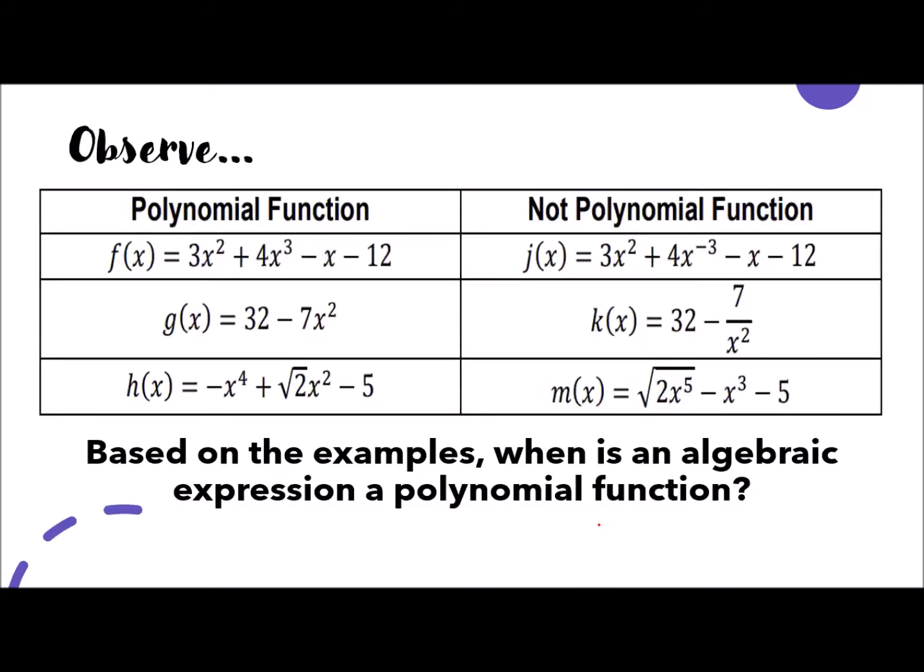Now, I want you to observe this. On the left column, we have here the examples of polynomial functions. And on the right column, we have here the not polynomial functions. Now, based from these examples, when is an algebraic expression a polynomial function? Would you mind to remember again our activity a while ago? I think that is helpful for this part.